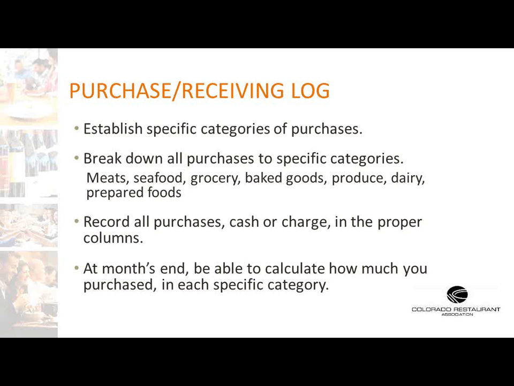And as we record the invoices as they come in, we should break down an invoice into specific categories: meat, seafood, groceries, baked goods, as I just mentioned. We've got an example on the next page of what that should look like, all right? We should record all purchases, cash and charge purchases.